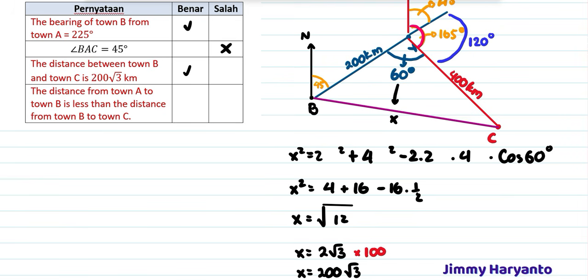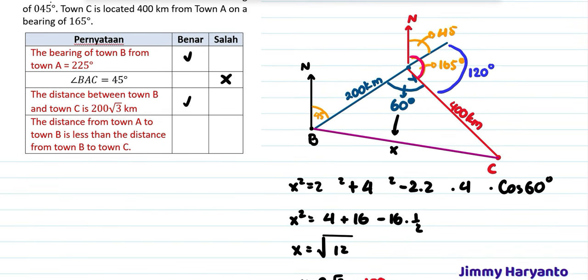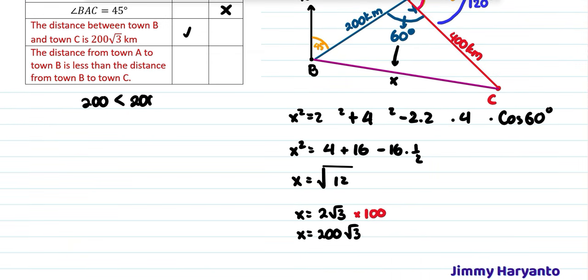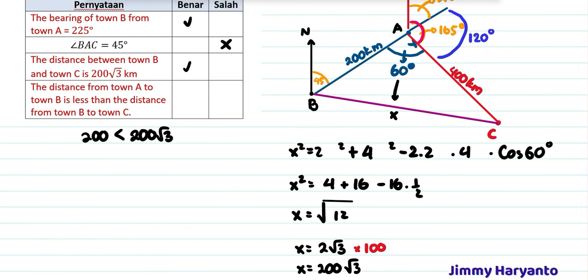Next is the distance from town A to town B, which is 200. It says less than the distance of town B to C. Town B to C is 200 square root of 3. So it's clear that this one is smaller than this one, because 200 times square root of 3 will be greater than 200. That means this statement is correct.